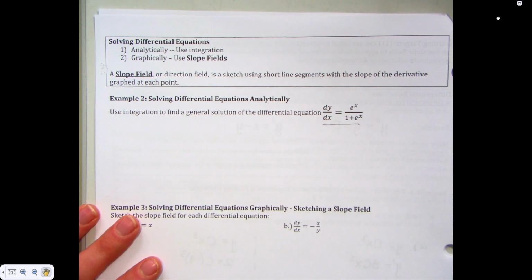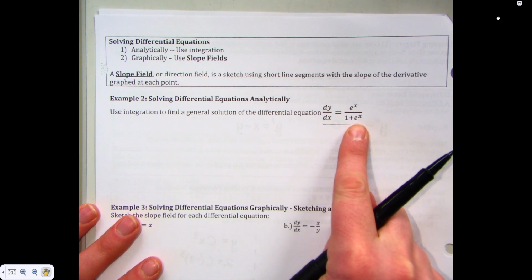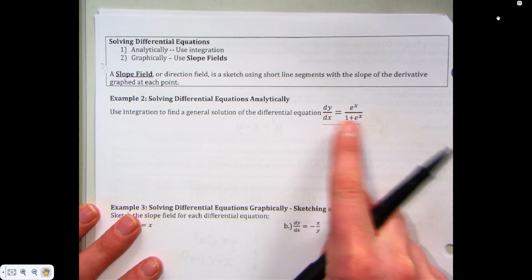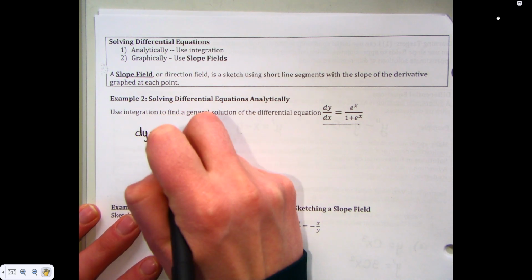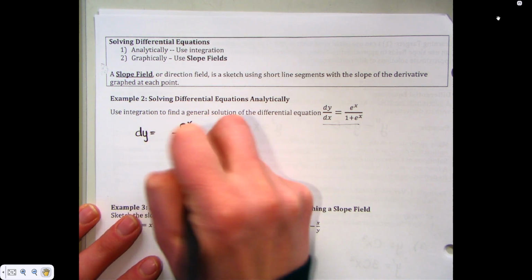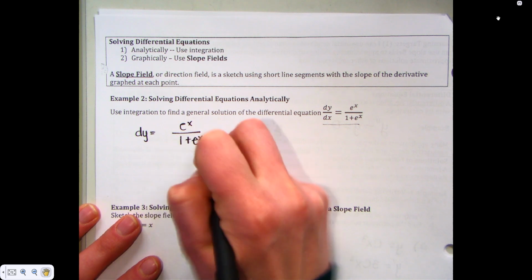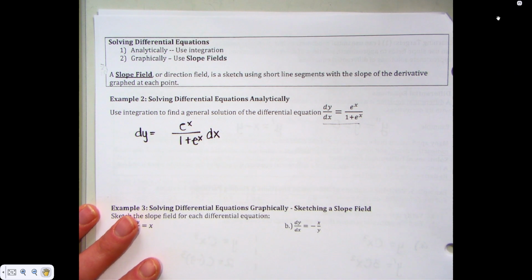And in 6.1, they focus on fairly simple separations where all you need to do is multiply the dx to the other side. So for example, to write this one with x's solely on the right-hand side, I would need to multiply both sides by dx, rewriting my equation in that differential form. I would have e to the x over 1 plus e to the x dx. In that case, I have separated my variables.